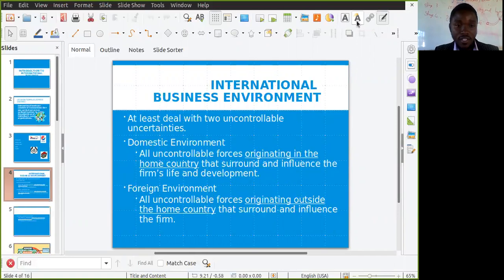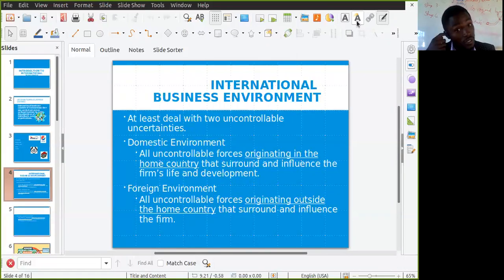In every business, there are profits, challenges. There are also things that you can discover along the way as you're carrying out those businesses. For example, on this slide, we see that at least every business is going to be faced with two uncontrollable uncertainties. And then we look at the environments which a business might operate in. A business can operate in three types of environments. We've got the domestic environment, the foreign environment, and the international environment. In these types of environments, a business can be faced with two uncontrollable uncertainties.